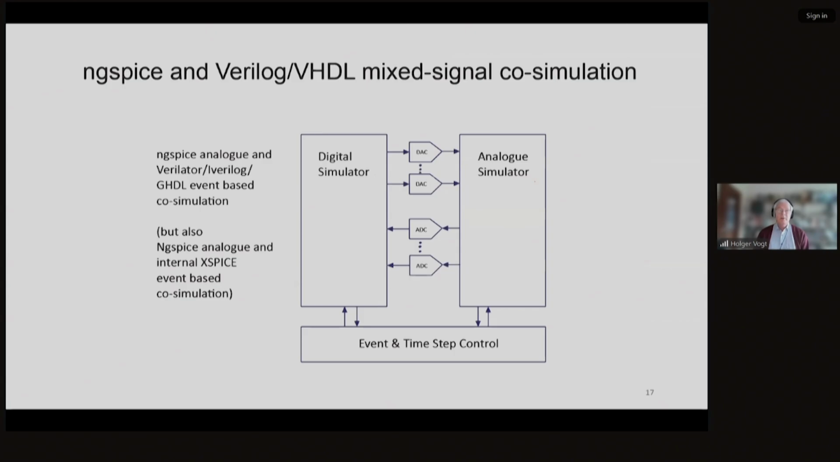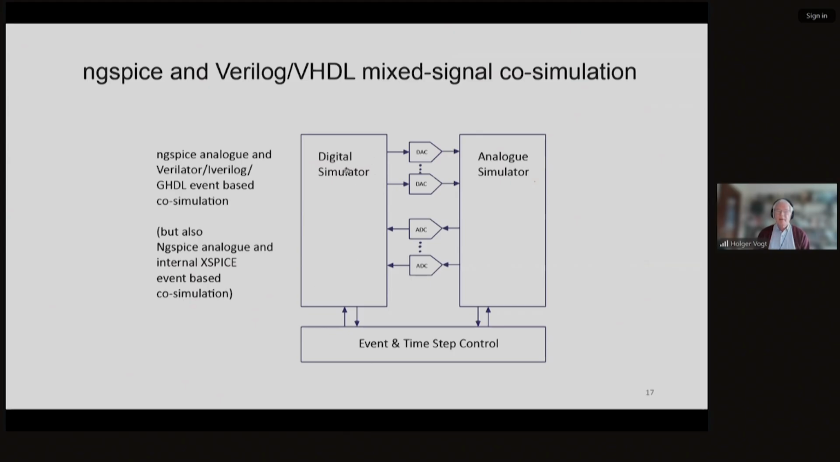We have also a digital capability. Digital means you have two simulators, in fact. You have the analog simulator, which is Ngspice. You have a digital simulator. This can be an external simulator like Verilator or iVerilog or GHDL. It can also be the Ngspice integrated XSPICE simulator.